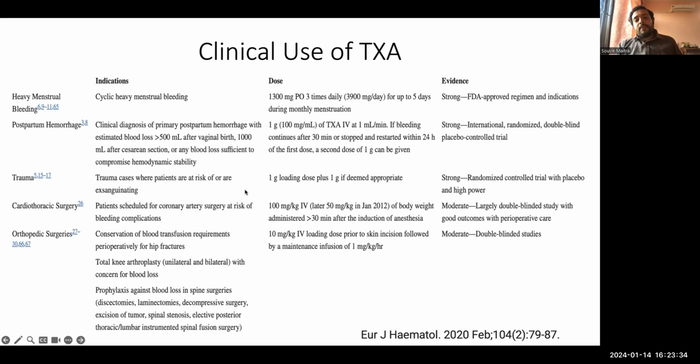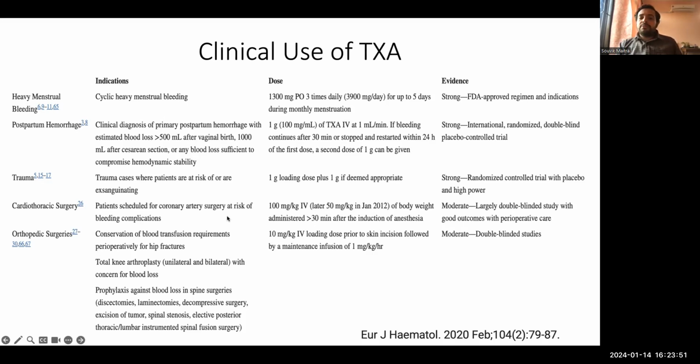Secondly, trauma. Whenever there is a risk of bleeding or the patients are already bleeding, tranexamic acid is used early, within 8 hours, 1 gram followed by another 1 gram dose if required. This is also supported by a large randomized control trial. I'll come to the details later on.